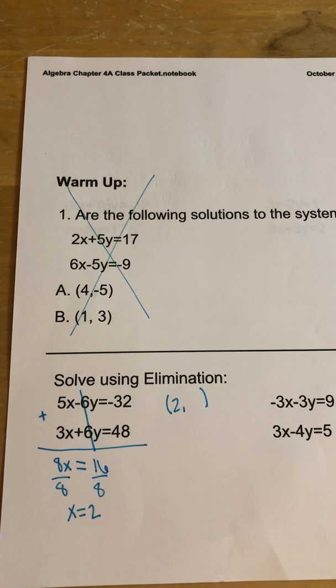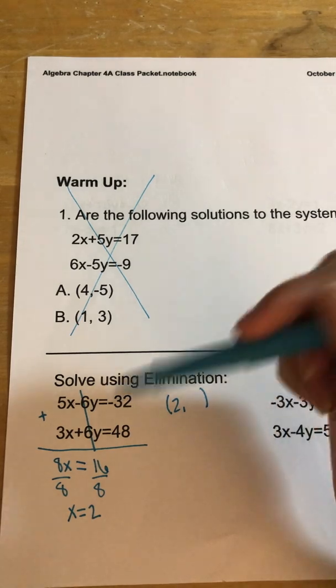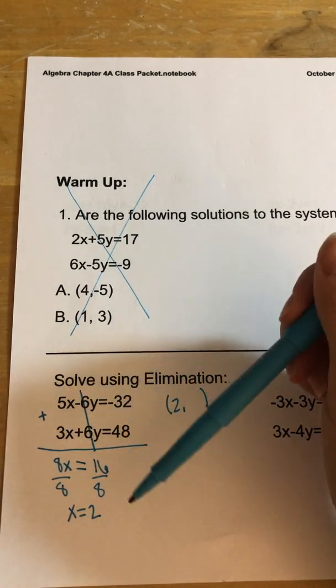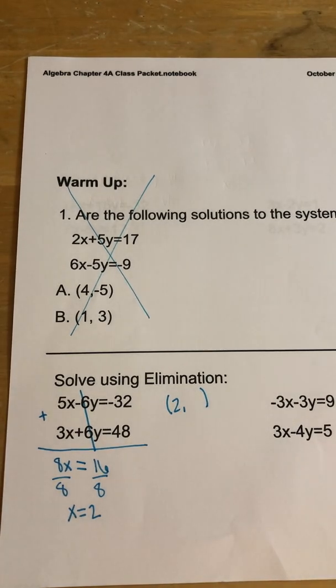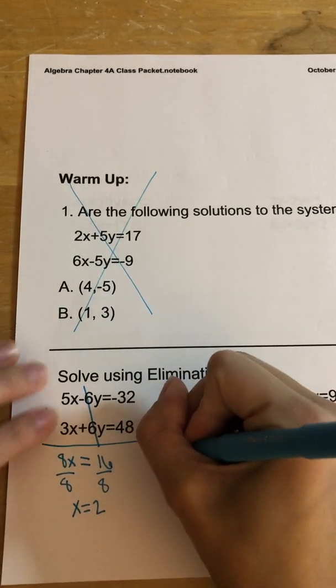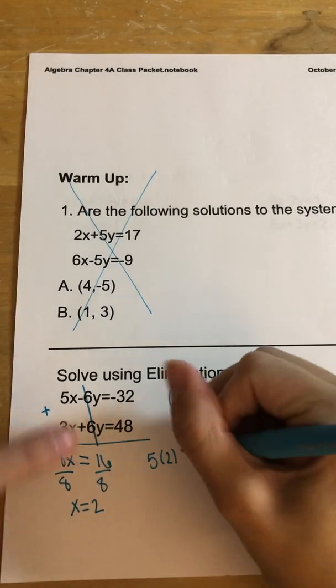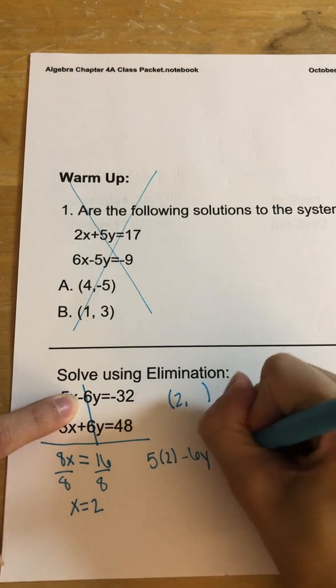So now, to find my y value, I'm going to go back. This is exactly how we finished off substitution. I'm going to go back to one of those two original equations, and I'm going to plug 2 in for the x. It doesn't matter which one. I'm going to choose the top one. So it's going to become 5 times 2, because x is 2, minus 6y equals negative 32.